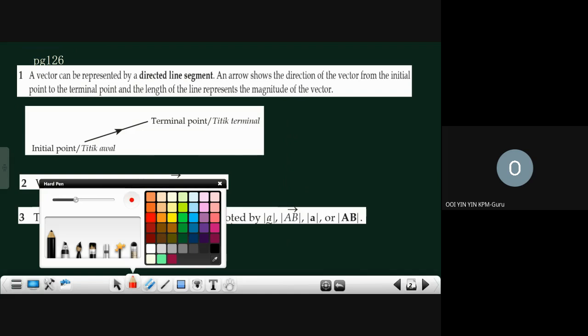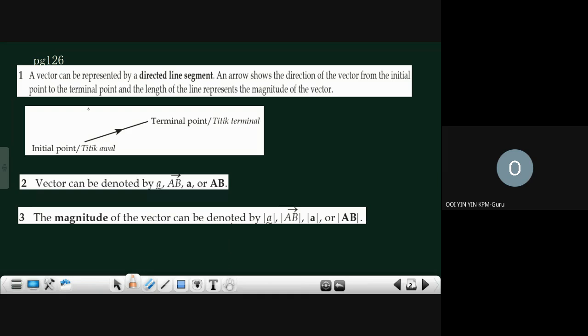Now you have to understand what the vector is, so that it's easier for us later to explain to you. Now, a vector can be represented by a directed line segment. Later on you will see, we usually draw it as a line segment and then an arrow. There'll be an arrow.